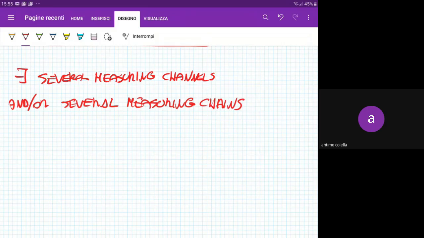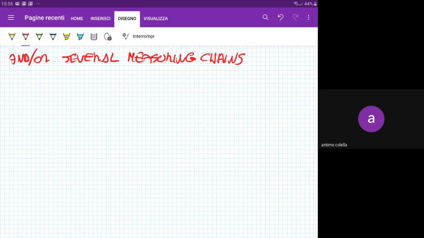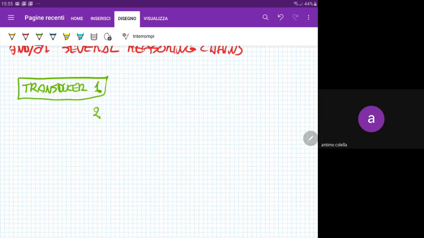So a way of reducing the overall cost of the acquisition system is to use one analog to digital converter for all the measurements. The configuration of that is what we call a multi-sampling measuring chain or data acquisition system. And it works like that. Let's assume to have, for example, transducer 1, transducer 2, and so on. We have many transducers.